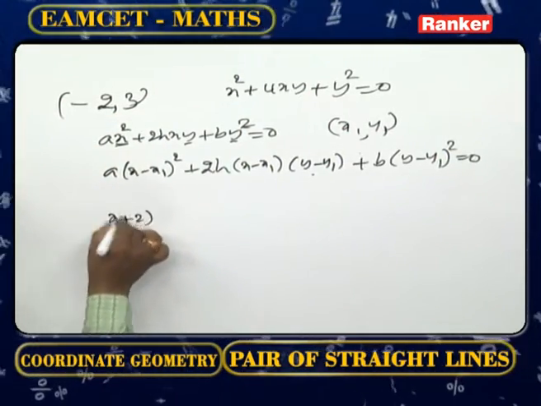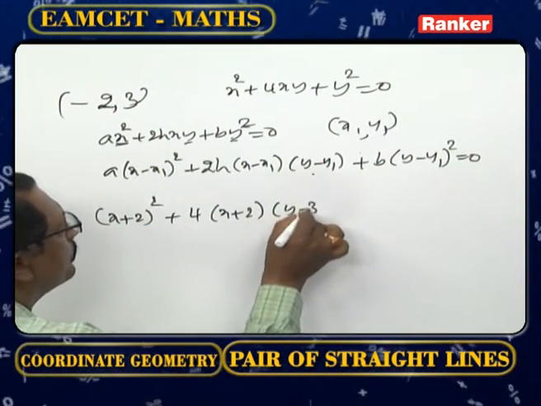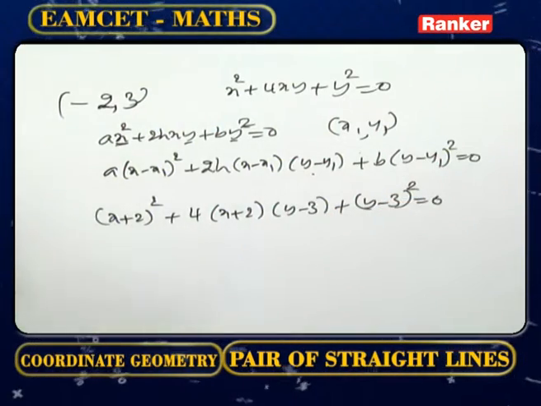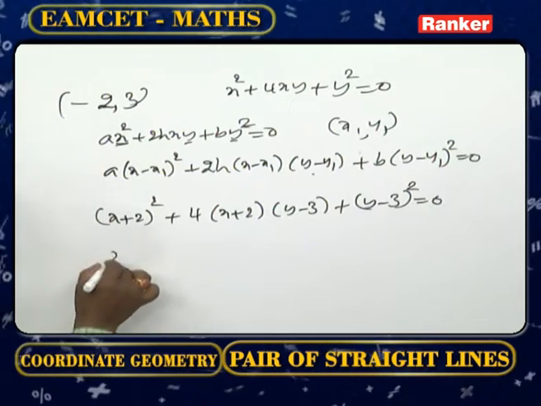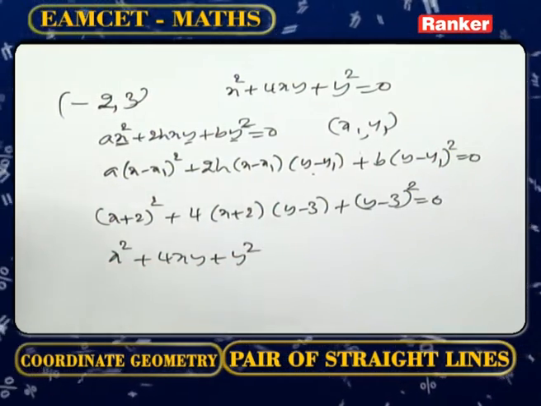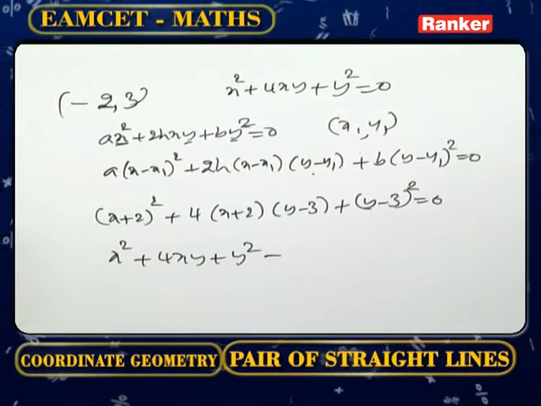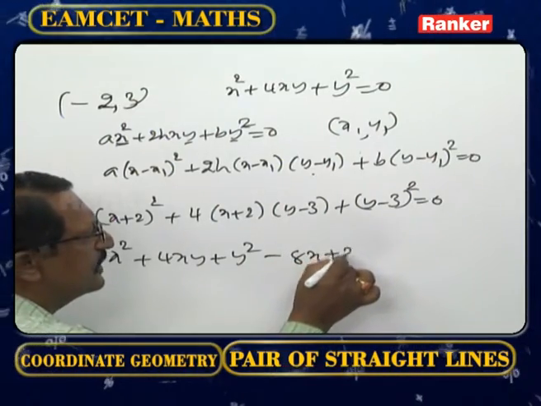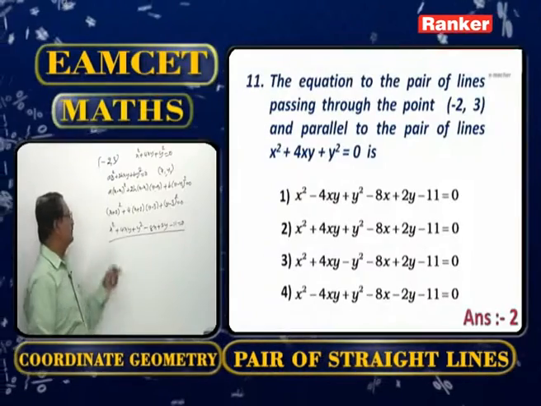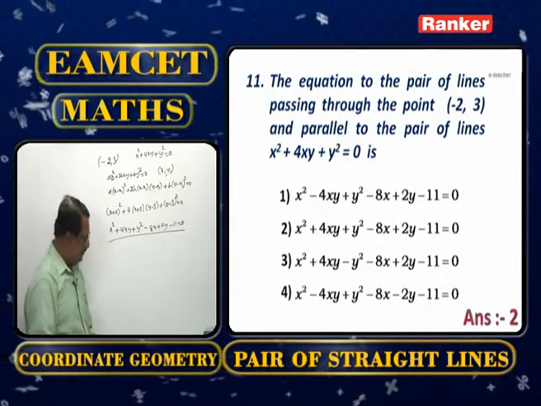Now x minus of minus plus 2 whole square plus 4 into x plus 2 into y minus 3 plus y minus 3 whole square equals to 0. Now further simplifying we get x square plus 4xy plus y square minus 8x plus 2y minus 11 equals to 0. Now second option, x square plus 4xy plus y square minus 8x plus 2y minus 11 equals to 0.